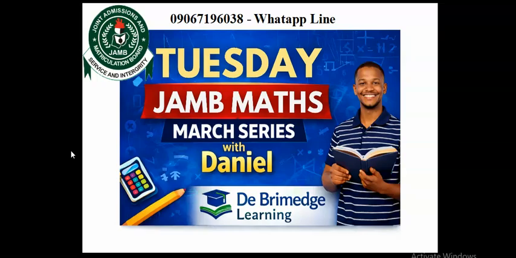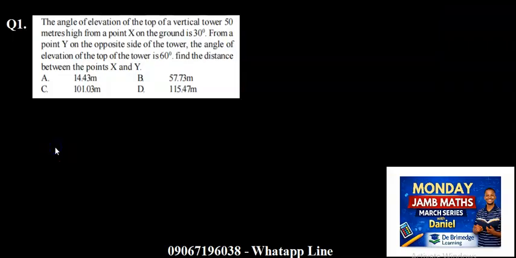So let's look at question number 1. Here we have this question that says the angle of elevation of the top of a vertical tower 50 meters high from a point X on the ground is 30 degrees. From a point Y on the opposite side of the tower, the angle of elevation of the top of the tower is 60 degrees. Find the distance between the points X and Y.